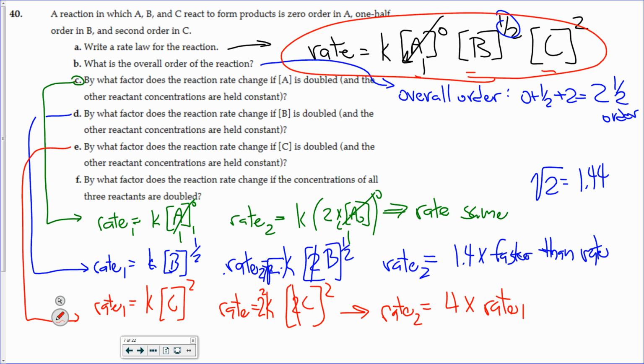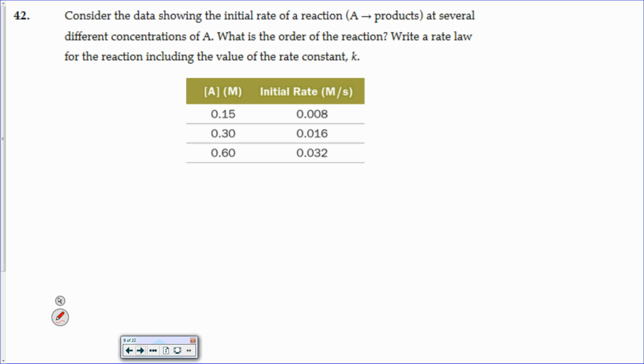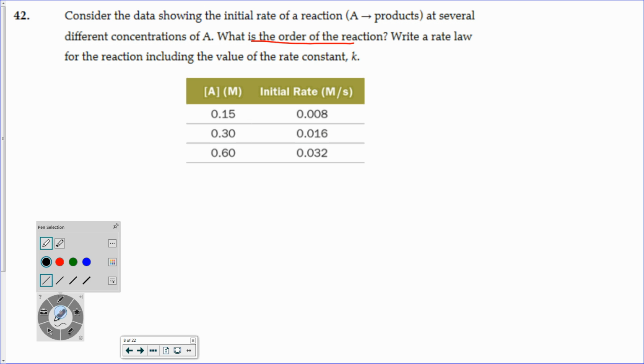Easy enough? Okay, maybe. Right, 42 says, consider the initial rate of A decomposes to products at several different concentrations. What's the order of the reaction? Write the rate law, and then find the value of K. All right, so the first thing it wants is to determine the order. We know some initial concentrations, and we know what the rate is. So what we need to do is a comparison to see how the rate is changing as a function of concentration. Now we've got 3 different trials here, and they're all the same reactant.